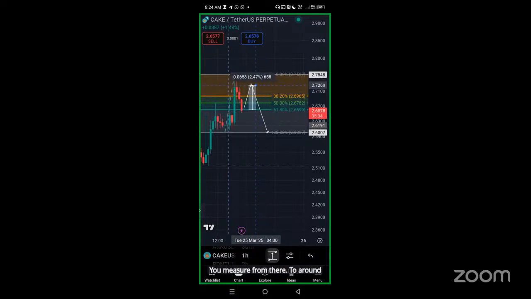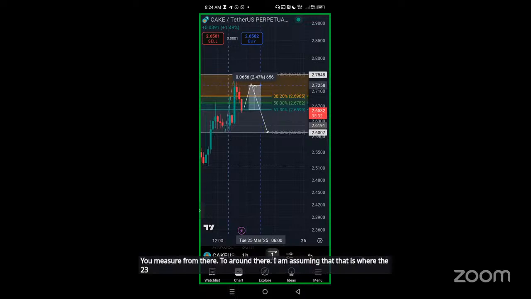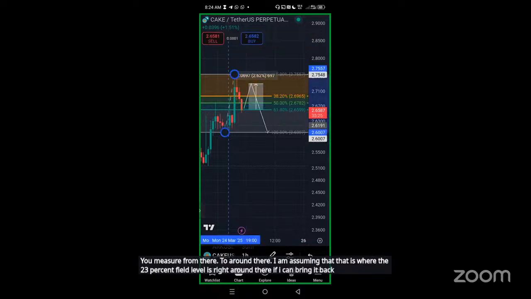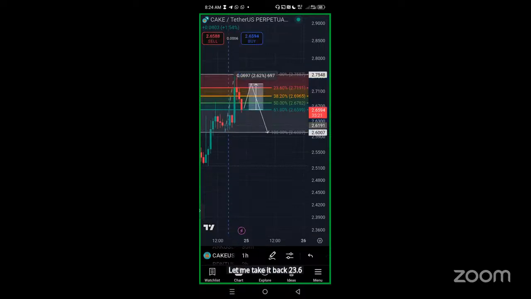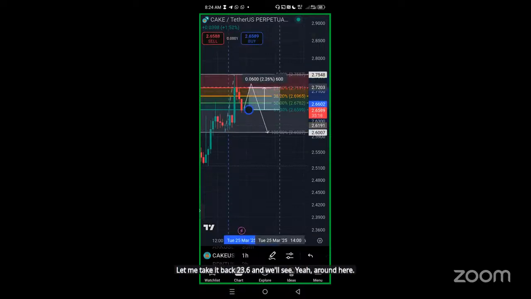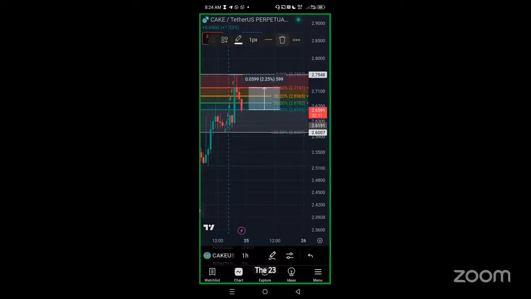I am assuming that that is where the 23% fib level is, right? Around there. If I can bring it back, just to be sure. Let me take it back to 23.6 and we'll see. Yeah, around here. It's here. That is where the 23.6% fib level is. So that you don't get trapped by the failure swing scenario, right? So that is the percentage. That is how you're going to measure and get your take profit percentage.